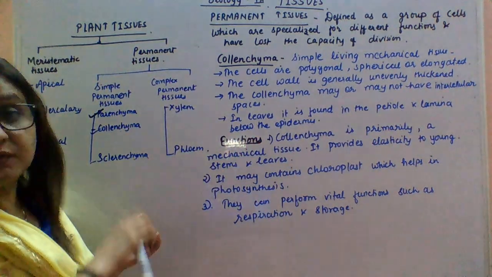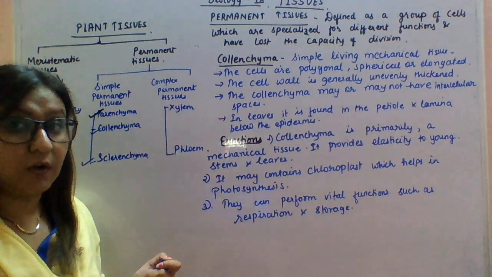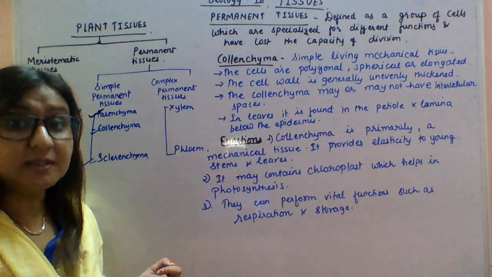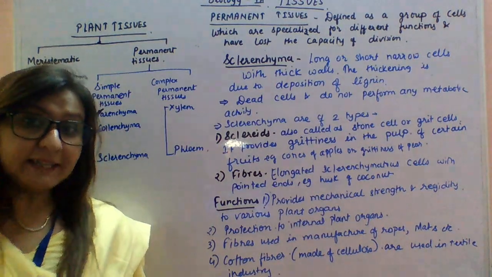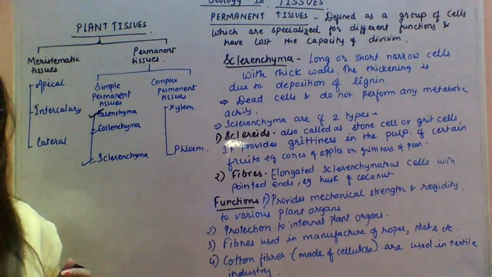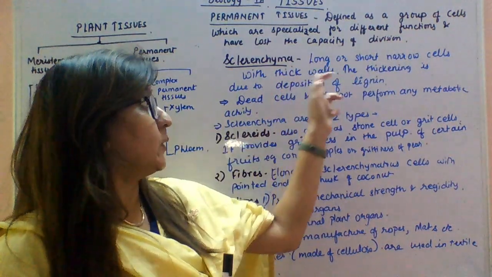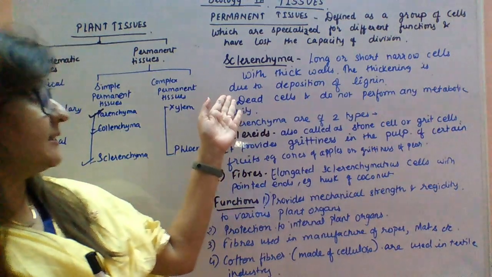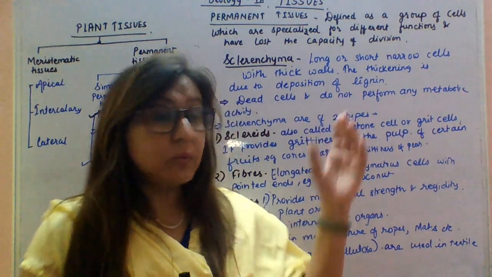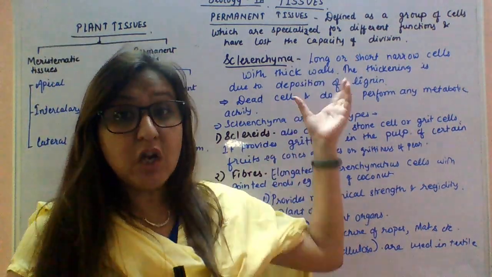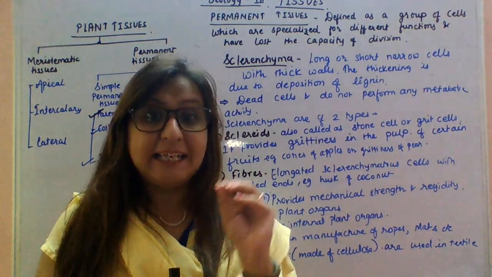Okay. So last we will discuss the sclerenchymatous tissues. The third point of simple permanent tissues is sclerenchymatous tissue. So the next is sclerenchyma. What is sclerenchyma? Sclerenchyma are long, short, narrow cells with thick walls. This thickening is due to the deposition of lignin. So students, these sclerenchyma are long, thick, narrow cells because of the deposition of lignin.